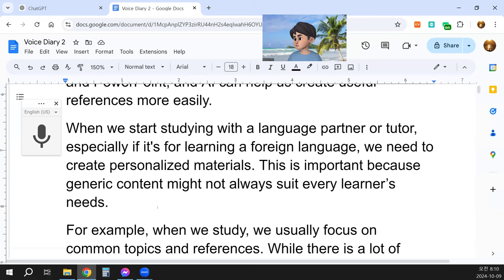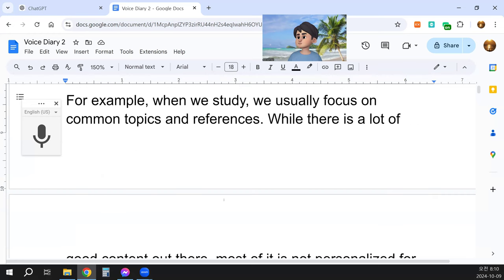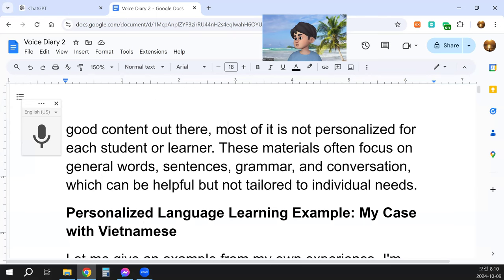And when we start studying with a language partner or tutor, especially for learning a foreign language, we need to create personalized material. This is important because generic content might not always suit every learner's needs. For example, when we study, we usually focus on common topics and references. While there is a lot of good content out there, most of it is not personalized for each student or learner. These materials often focus on general words, sentences, grammar, and conversation, which can be helpful but not tailored to the individual learner.